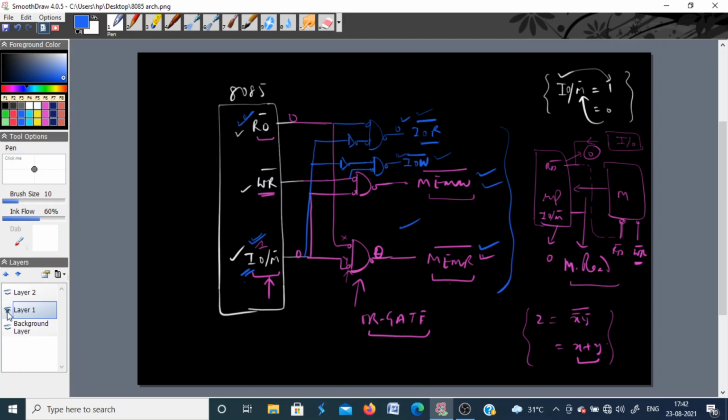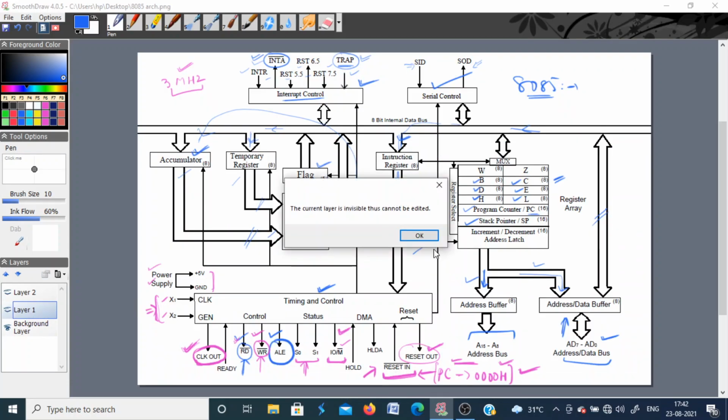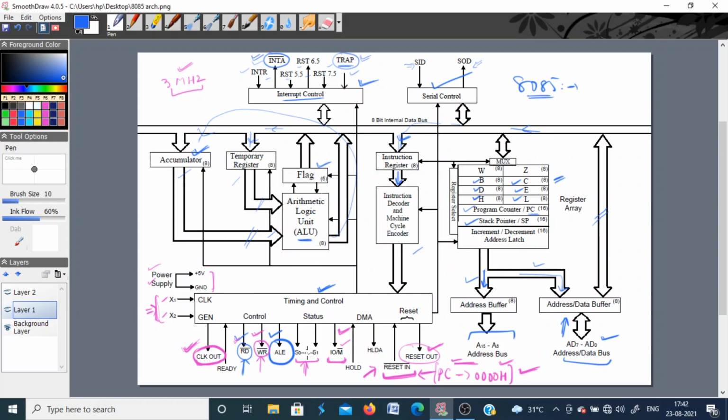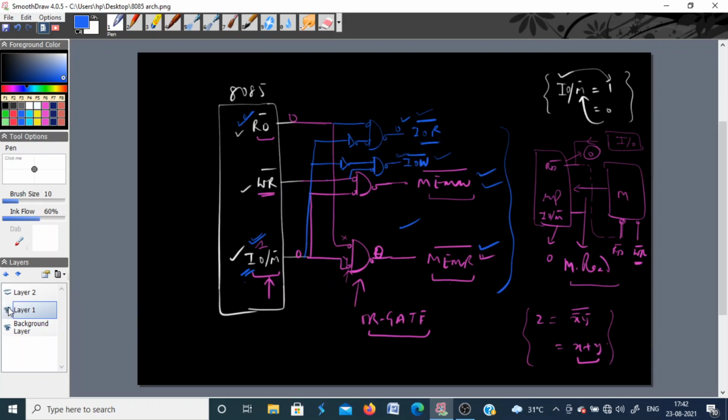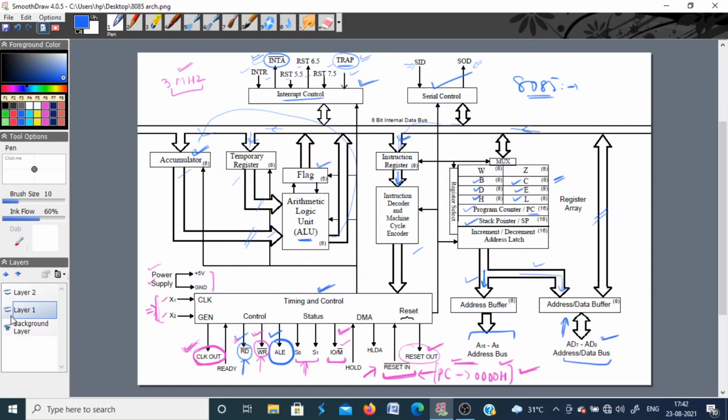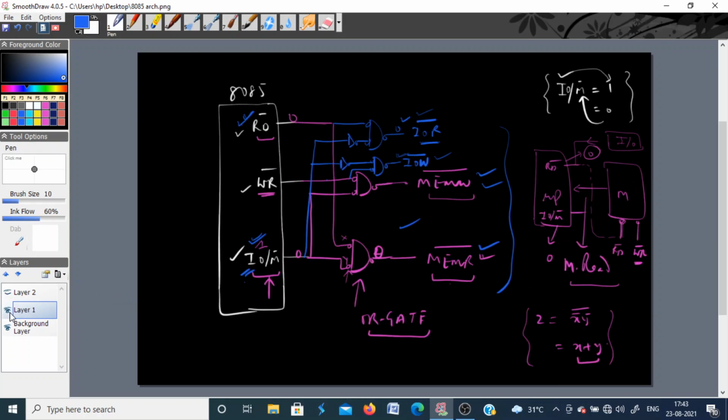Okay, coming back to this, the signal IO/M bar is clear. It is used to indicate whether it is a memory operation or an input output operation. And then we have 2 more pins here for DMA, which are given here in the timing and control circuit. This is direct memory access: HOLD and HLDA. I think only these 2 pins are now left. The rest we have discussed, all the pins. See, what is the meaning of these 2 pins, HOLD and HLDA?